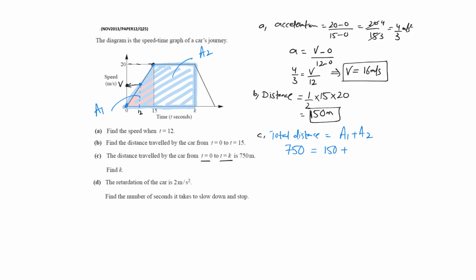Area 2 is a rectangle. So if I try to find this length in terms of k, this would be k minus 15, this length, and the height is 20. So since it's a rectangle, the area would be length times breadth, k minus 15 times 20. Okay, if you try to resolve this equation and solve for k, you can get the value of k, and I get this value as 45.